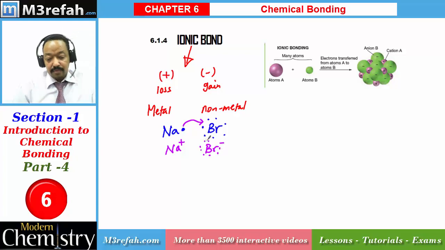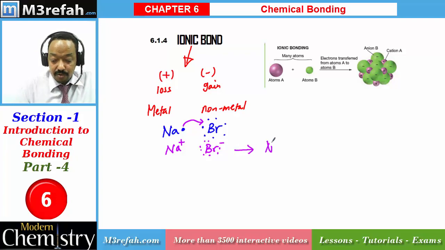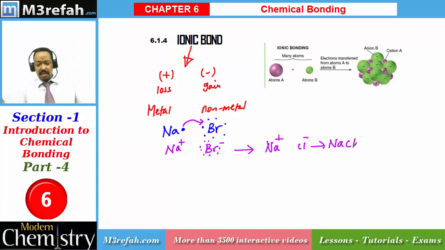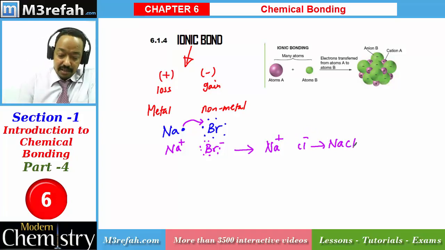As a result, it would have this kind of electron distribution. The interaction between them, sodium plus and chloride ion, since it's an electrostatic attraction, they form sodium chloride.